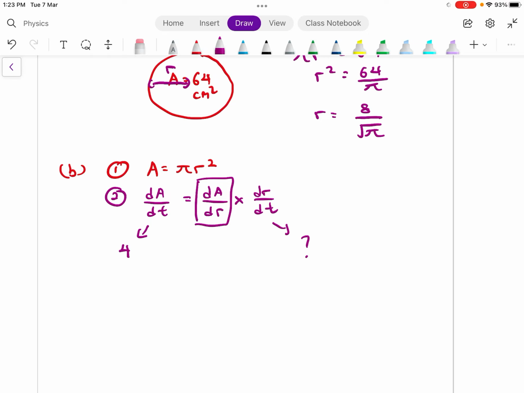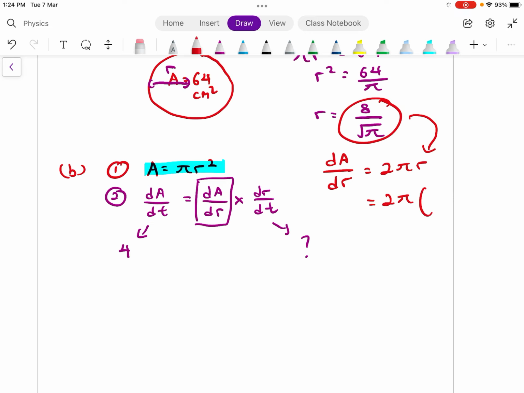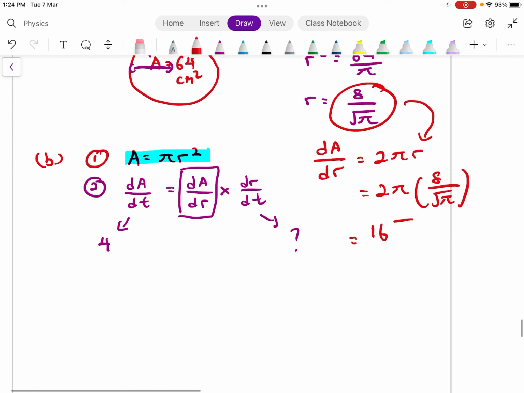Okay, so let's look at the very first formula, A equals pi r². So dA/dr is equal to 2 pi r. Now I know my 2 pi r, so next I simply substitute my r into this. It is equal to 2 pi multiplied by 8 over square root pi, so what you get is 16, with pi divided by square root pi being square root pi. Because they say leave in terms of pi, I just put 16 square root pi.